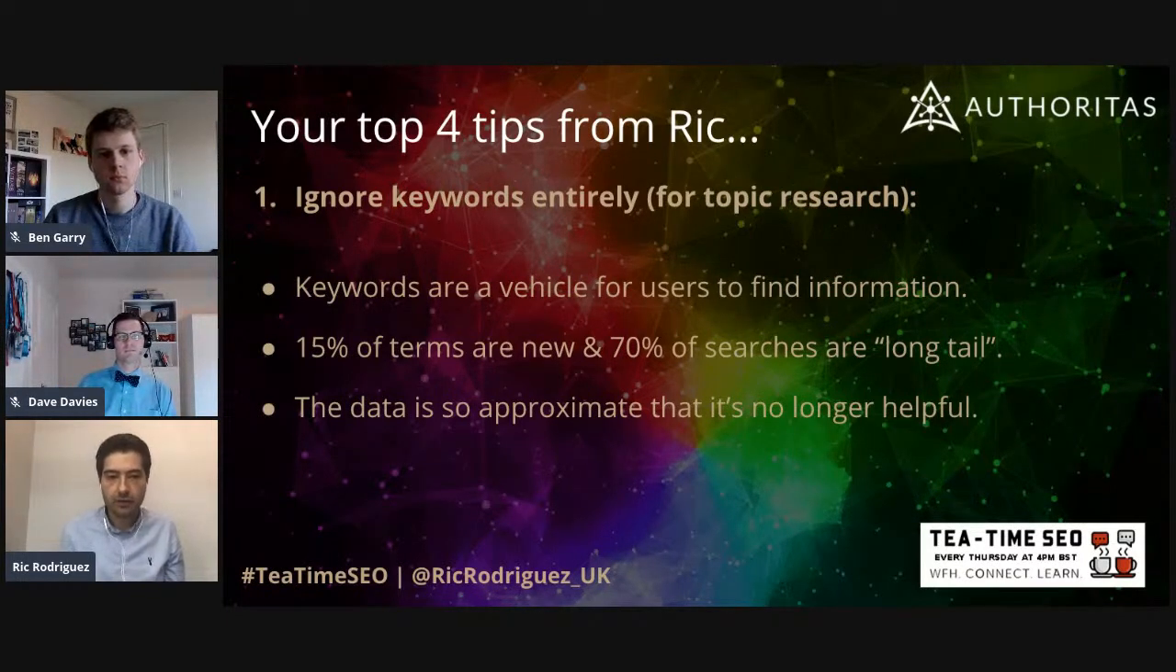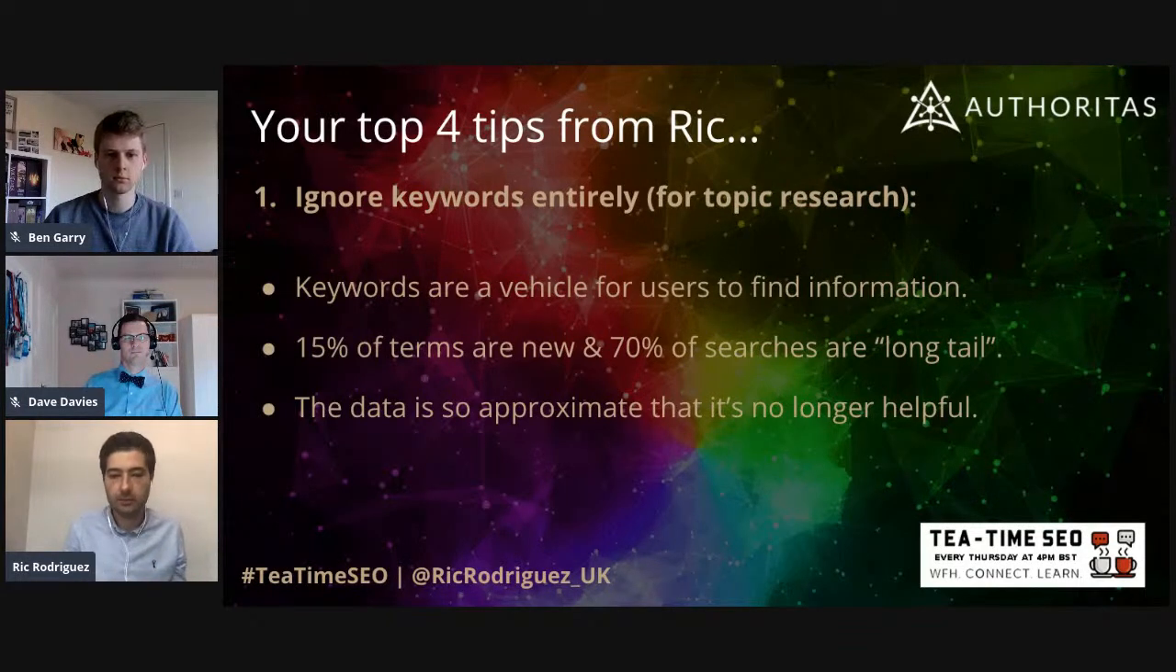So the first point is, when people hear about user intent, it can often be interpreted as specifically these keywords. And actually, I think there's a point here of just ignoring keywords entirely for topic research. So do what you need to do with rankings, etc. But in terms of working out what someone is looking for, while certain keywords can be important, actually they're just a vehicle that people use to find the information they need.